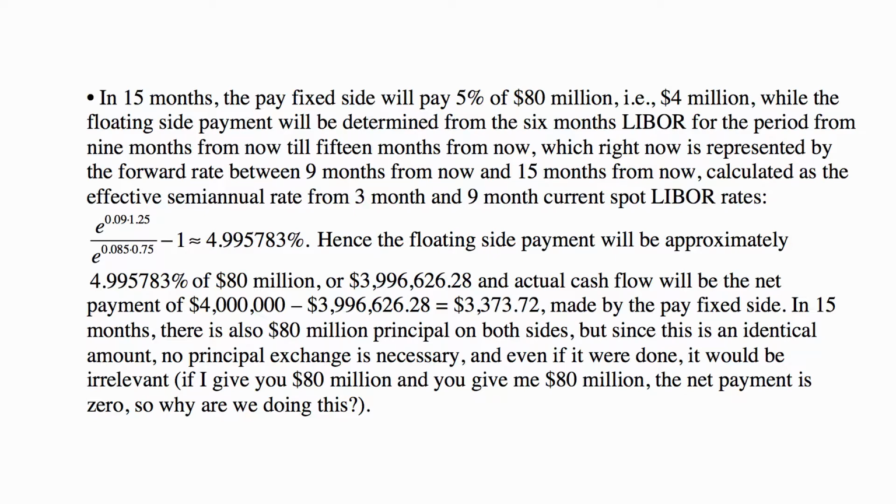And in 15 months, there's also 80 million principal on both sides, but since this is an identical amount, no principal exchange is necessary, and even if it were done, it would be irrelevant if I give you 80 million and you give me 80 million. This is good news because we both have 80 million, but nothing really happened.